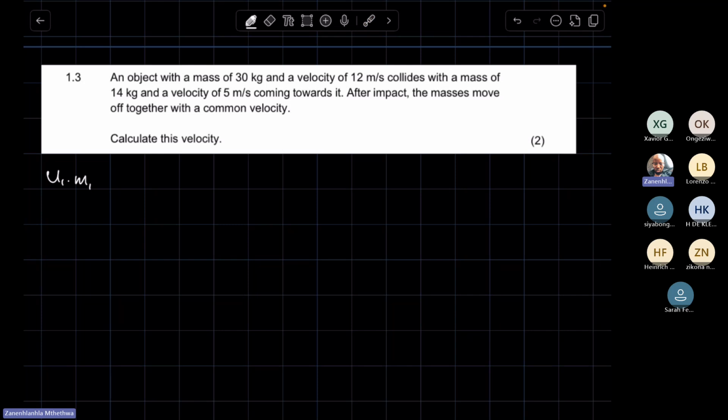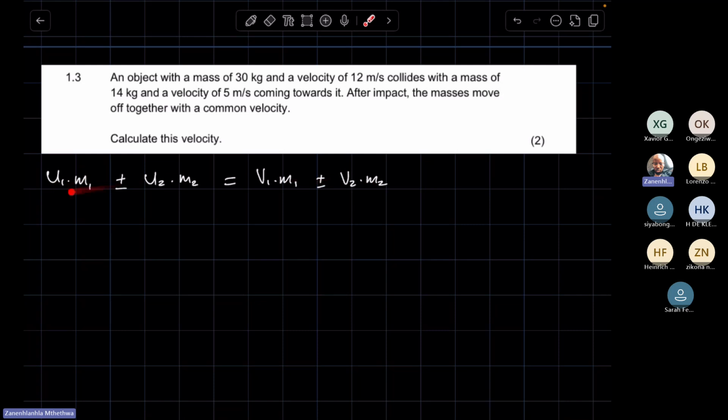So as far as the equation we use in conservation of momentum, we say the initial velocity of 1 times the mass of 1 plus or minus the initial velocity of 2 times the mass of 2 is equal to the final velocity of 1 times the mass of 1 plus or minus the final velocity of 2 times the mass of 2.